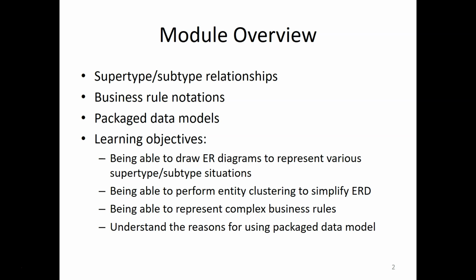After studying this chapter, you should accomplish the following learning objectives. You should be able to draw the ER diagram to represent various supertype, subtype situations in businesses, and you should be able to perform entity clustering to simplify complicated ER diagrams. And this skill is especially useful in today's environment where the databases can be very complex. And you also should be able to represent complex business rules in enhanced ER diagram and understand the reasons for using packaged data modeling and the process of data modeling using packaged data model for your project.